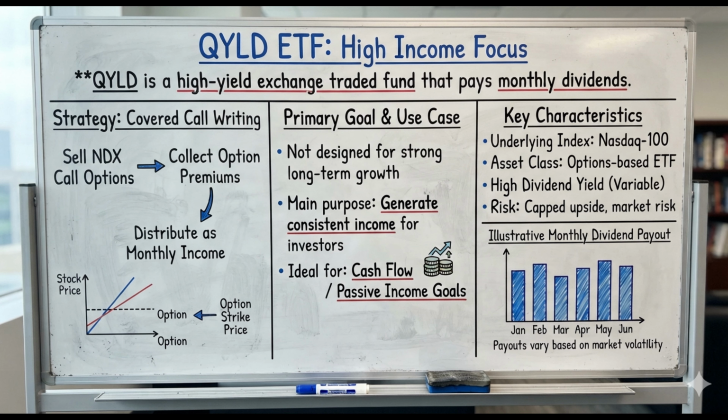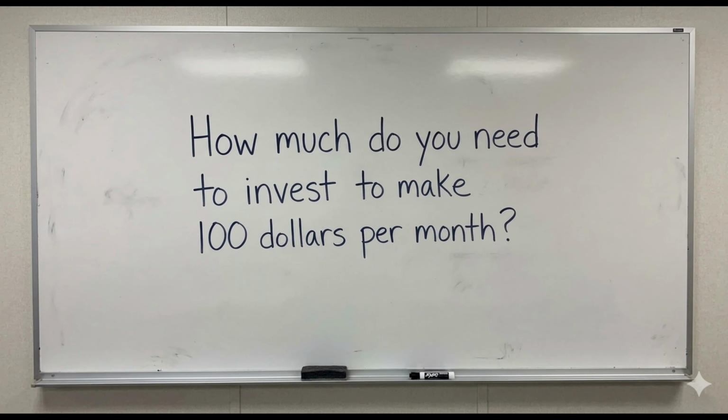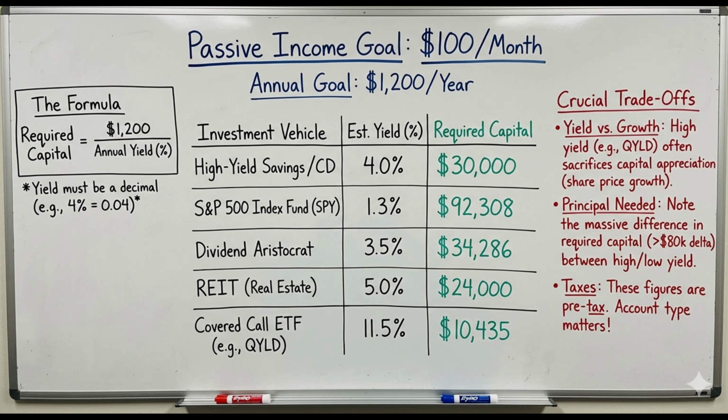Now let's get into the main question. How much do you need to invest to make $100 per month? To figure this out, we first convert the goal into yearly income. $100 per month times 12 months equals $1,200 per year. So your goal is to earn $1,200 per year from QYLD dividends.